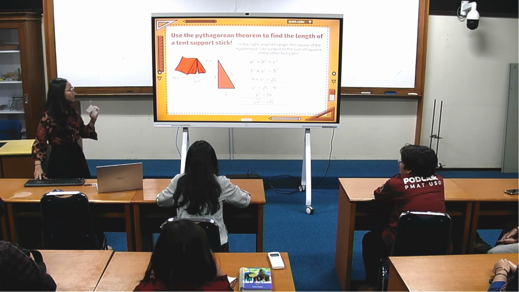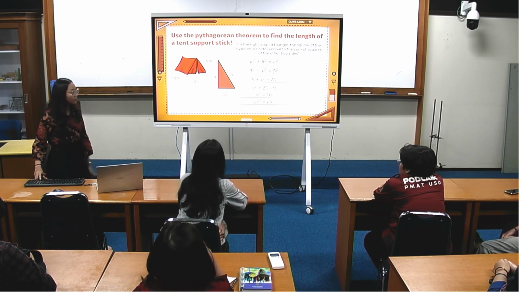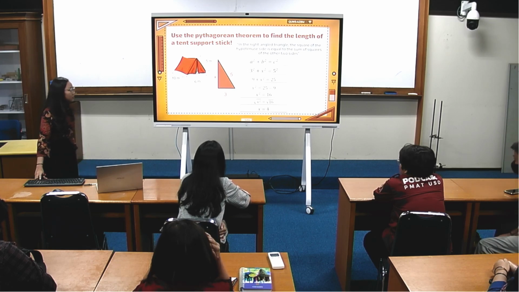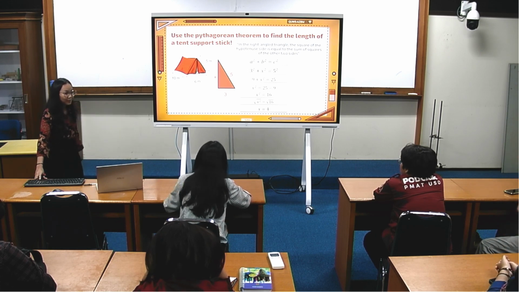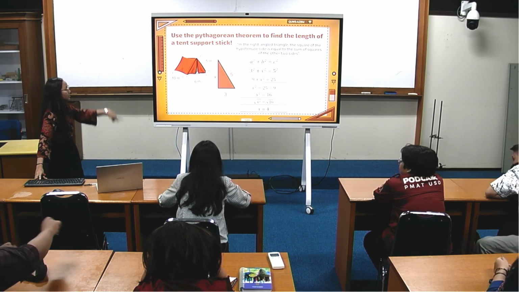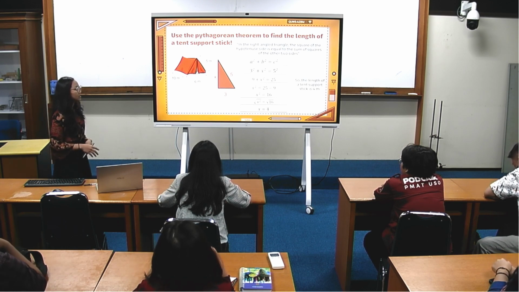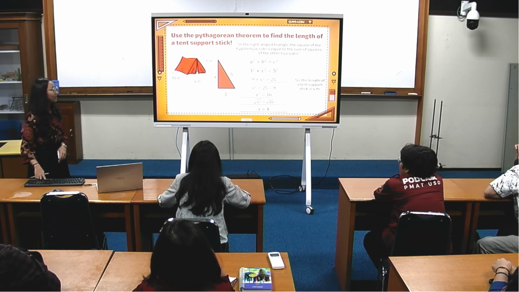So the square root of x squared equals the square root of 16. So we can find that x equals 4. Do you guys get it to this step? Yes. Okay, so in the end of this solution, we can conclude that the length of the tent support stick is 4 meters. Okay, do you get it? Yeah. Okay.